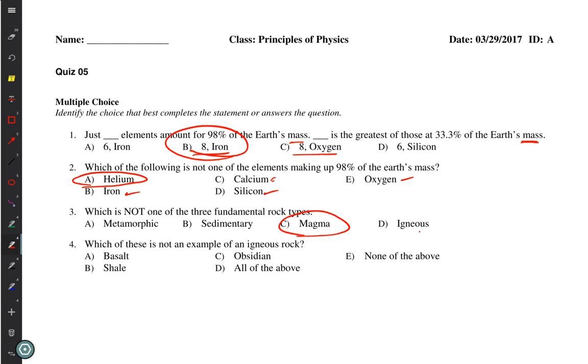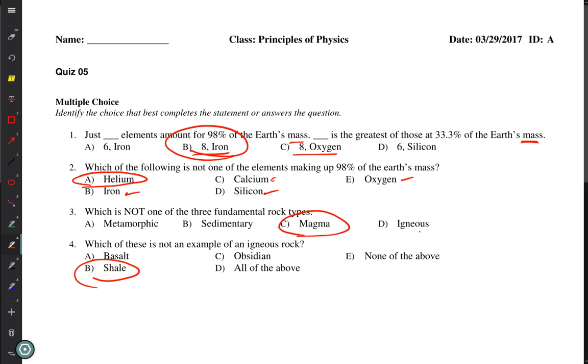And finally, which of these is not an example of an igneous rock? Okay, Casey doesn't know, but she answered correctly. Answer is shale. Yes. That's such a great. You have a question, Jocelyn? No. Just a celebration? Yeah, no, not a celebration. Oh, the other kind. What the heck?